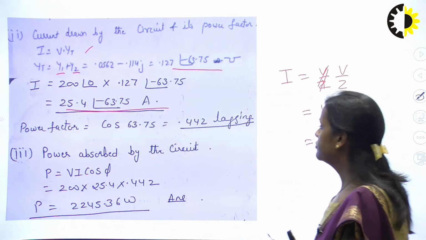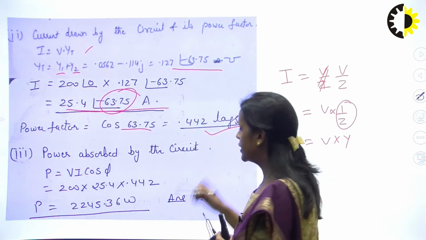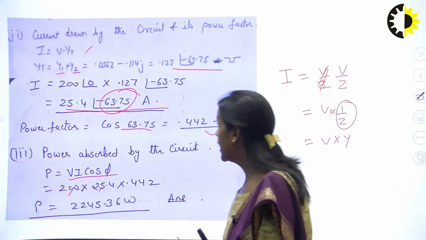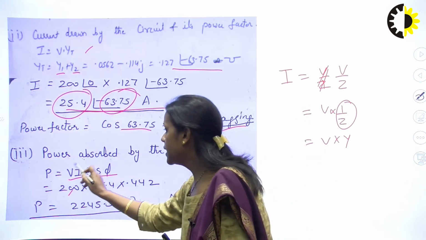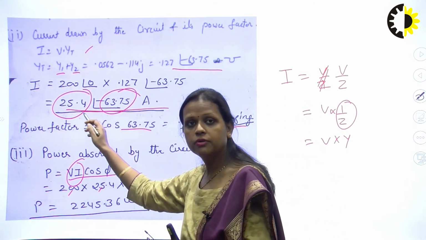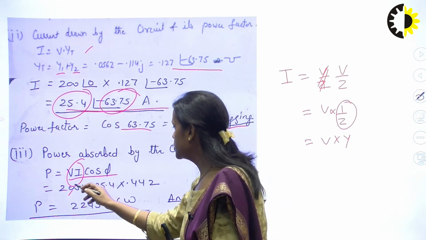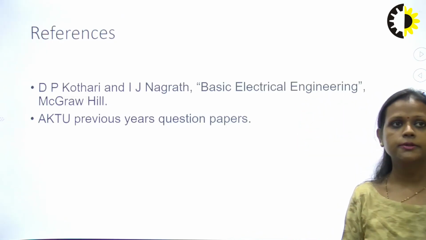From here you can find the power factor, as the angle is coming 63.75. So this is the power factor. Then power absorbed is VI cos phi. You know the value of V, you know the value of I, that is 25.4, and these V and I are the RMS values. From the polar representation, you can get the RMS value. So you will get the power absorbed for this circuit.